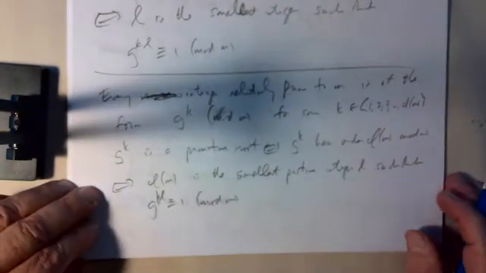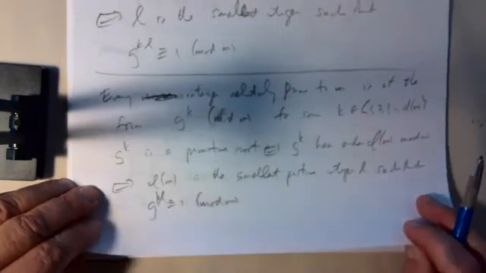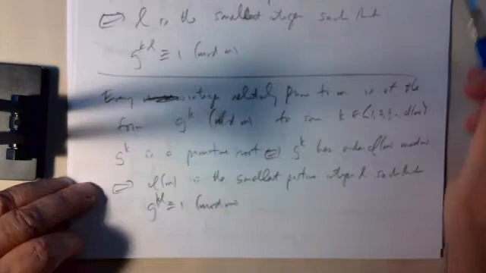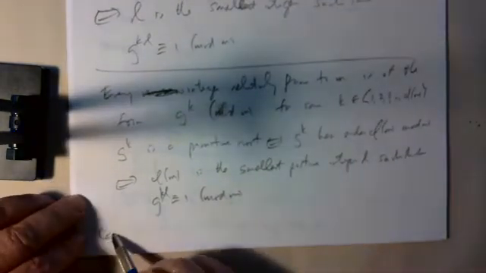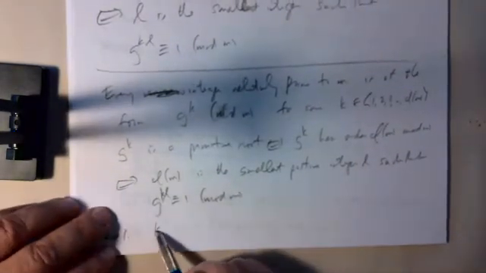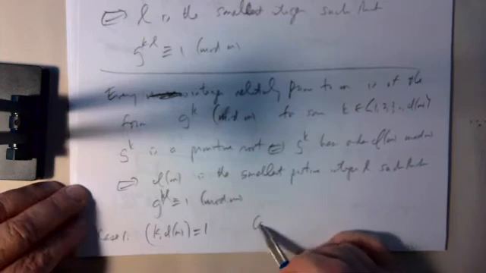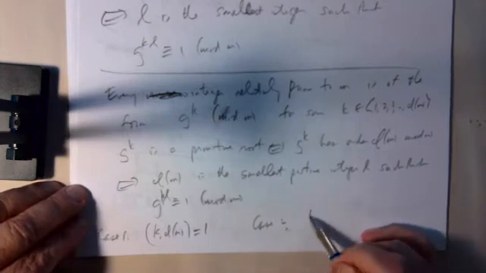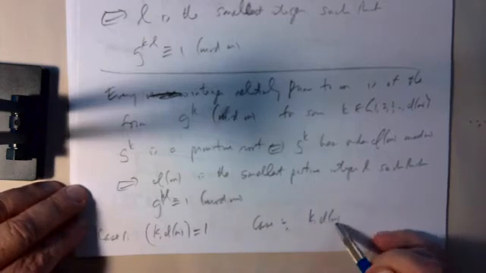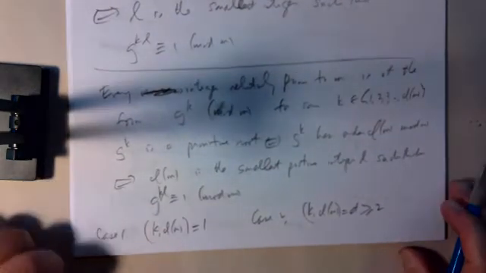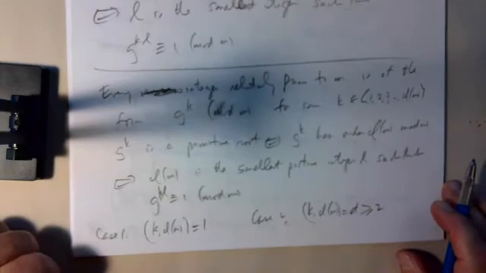So maybe we should just divide our problem up into two cases. In the first case, k and phi of m have a greatest common divisor 1. And in case 2, the greatest common divisor of k and phi of m is some number d, which is not 1, so it's at least 2. Okay?